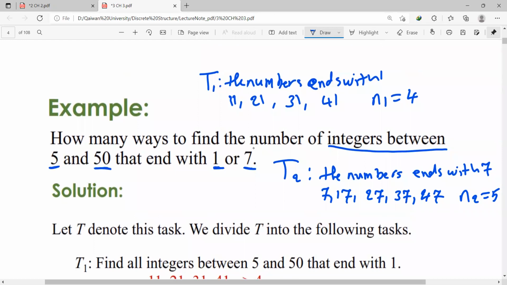Here, these two tasks are independent of each other because none of them depends on the other one. That means the number of ways to pick a number that ends with either 1 or 7 is 5 plus 4. That means n equals n1 plus n2. So n is 9 ways. That means here we have 9 ways to pick a number from 5 to 50 that ends with 1 or 7.